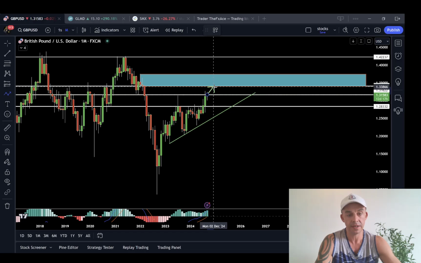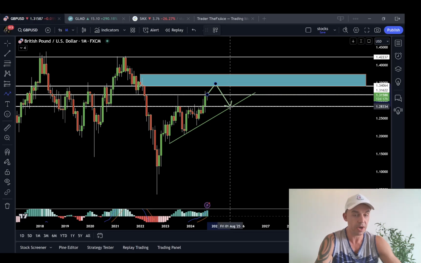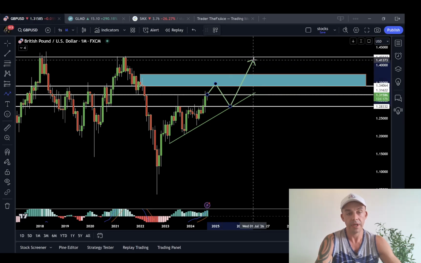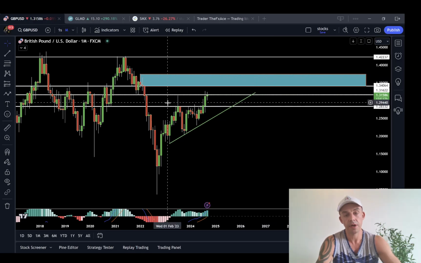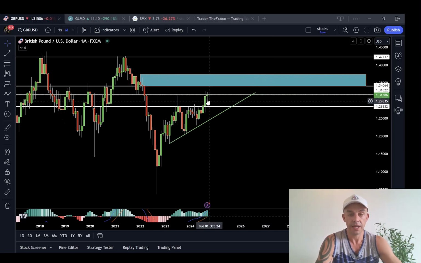78.6 fib level, maybe just pop into the sell zone, followed by a sell-off down towards the last month, the old monthly resistance, now support. That will line up well with the trend line there, and that will lead us up to the 142 level. So we could see another 150 pip pop in the British pound USD, and it's all dependent on the news.